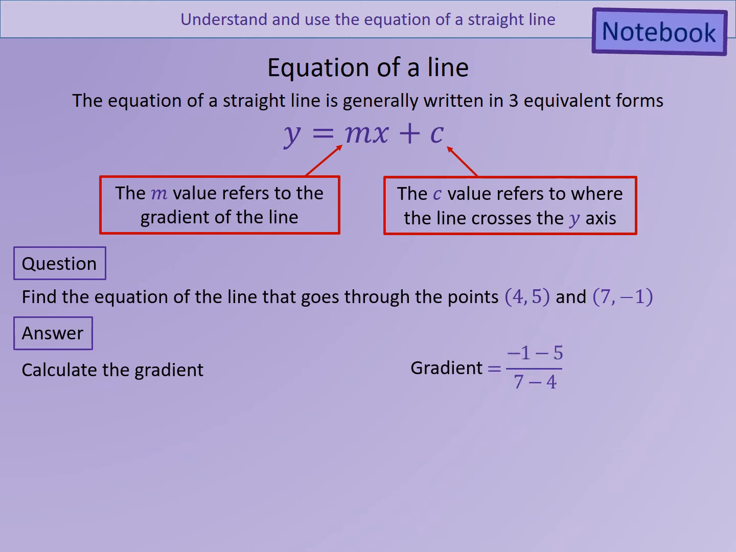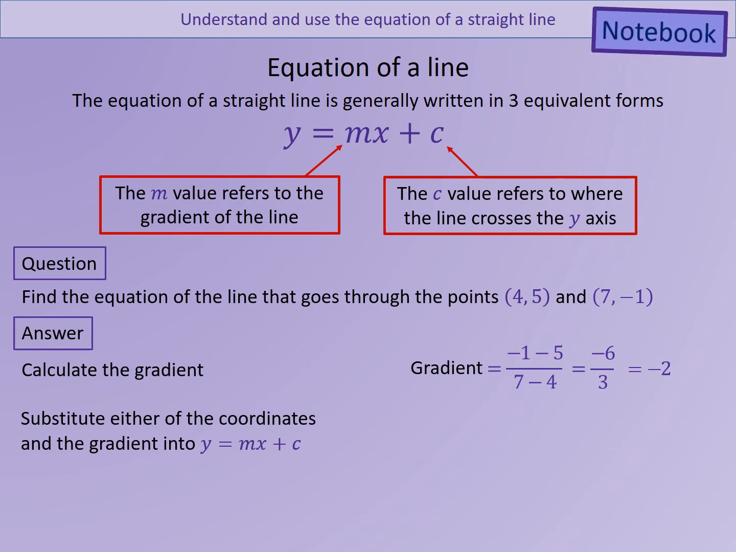So minus 1 take away 5, you can see the 2 y values there, and you can see the order in which I've done them. So I'm going to do the same order for the x values, 7 minus 4, quick bit of maths, minus 6 over 3, and very nicely for us, that gives us a whole number of minus 2. So a negative gradient, minus 2.